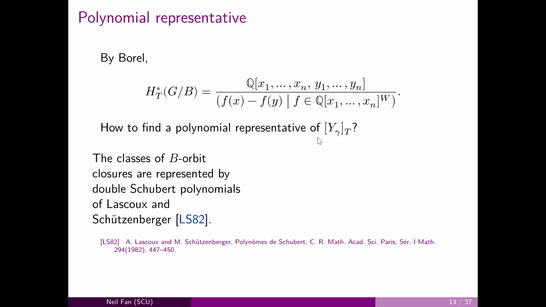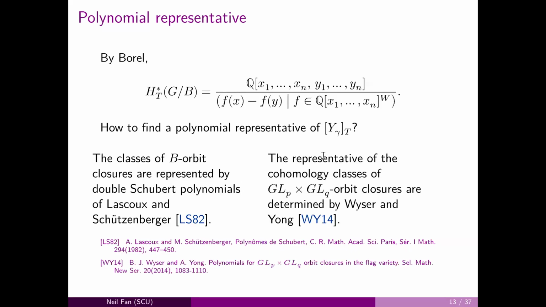For the classical case, the Schubert class, that is, the class of B orbit closures, is represented by double Schubert polynomials of Lascoux and Schützenberger. The representative of the cohomology class of type A3 orbit closures was determined by Wyser and Yong in 2014. So we will recall the definition of their polynomial representative.